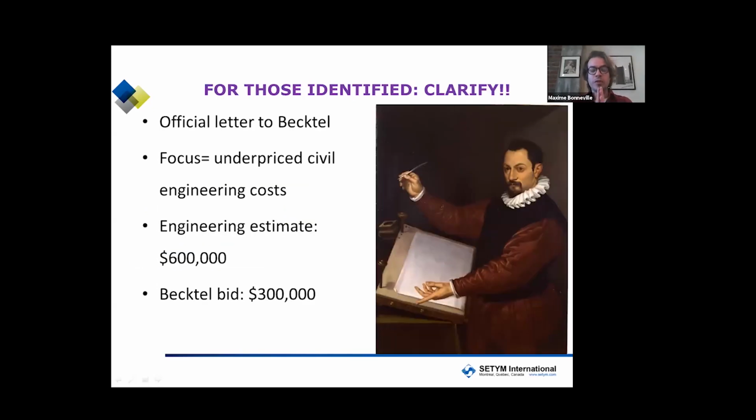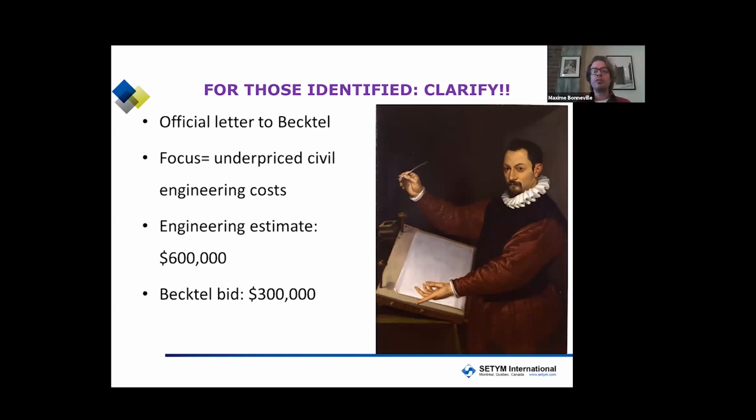The second step, for those identified as abnormally low tender, is called clarify. What is the picture on the right? It is a painting of a scribe. Why? Because the second step is to craft a carefully worded and well-targeted letter, an official letter prepared by the bid evaluation committee and sent to Bechtel. Why Bechtel? Because they are the one firm that was identified as potentially abnormally low.